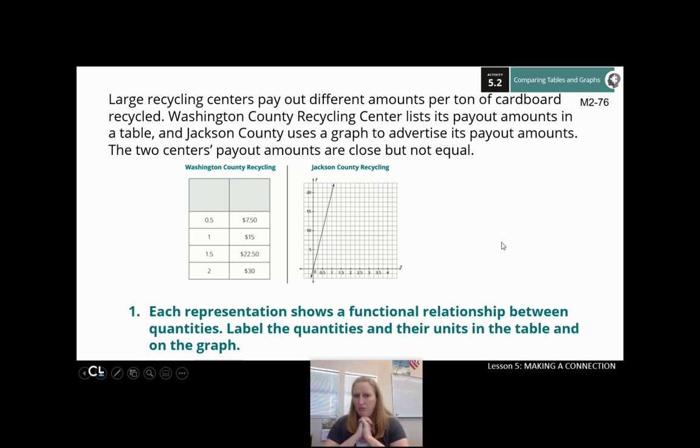It might be helpful if you take it back to Module 1, Unit 1, where we talked about independent and dependent quantities. It might be helpful to take it all the way back there and remind yourself, what's my independent quantity? What's my dependent quantity? What are my units for those things? It'll help you label your stuff. So right now we're just labeling our table and labeling our graph. Go ahead and hit pause to do that and then hit play when you're ready to see how you did.